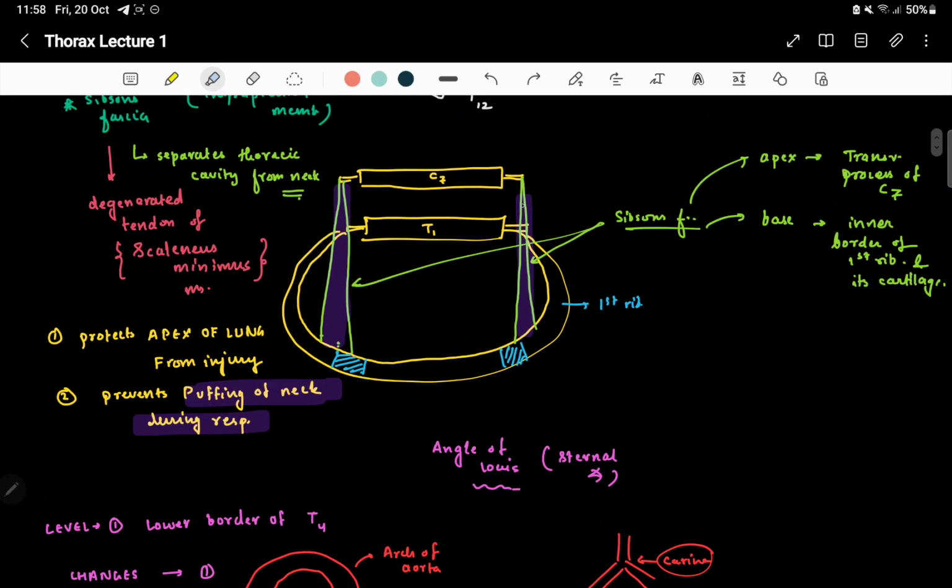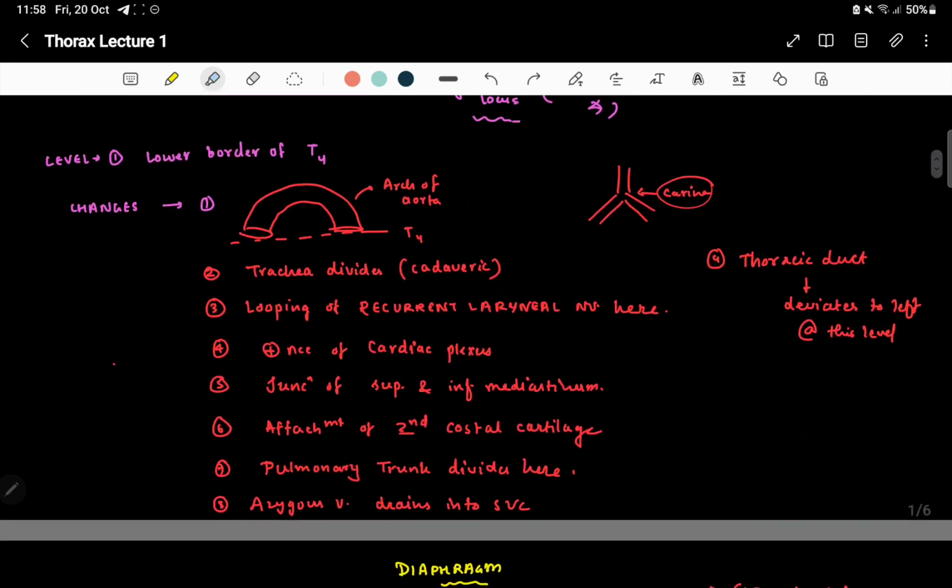It is attached, at the apex, to the transverse process of C7, and the base, the broader part, is attached to the costal cartilage and the inner surface of the first rib. Okay, understood.